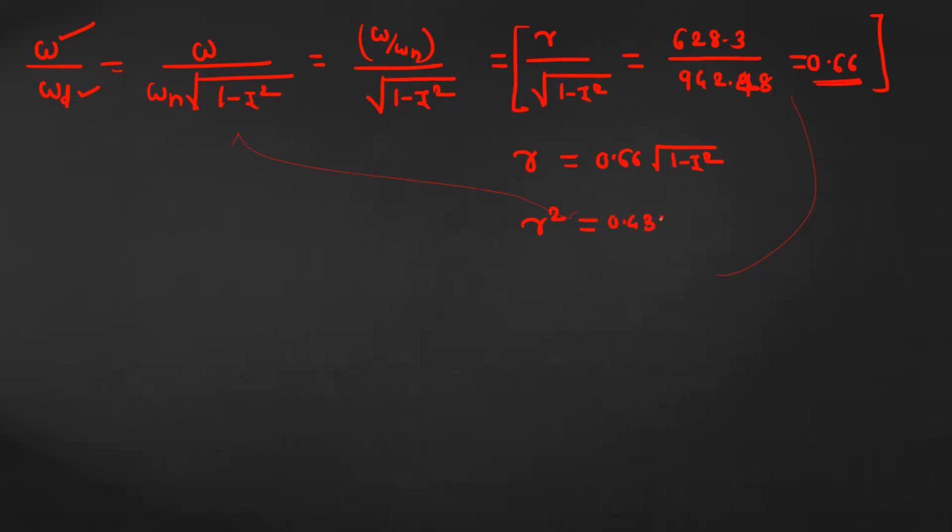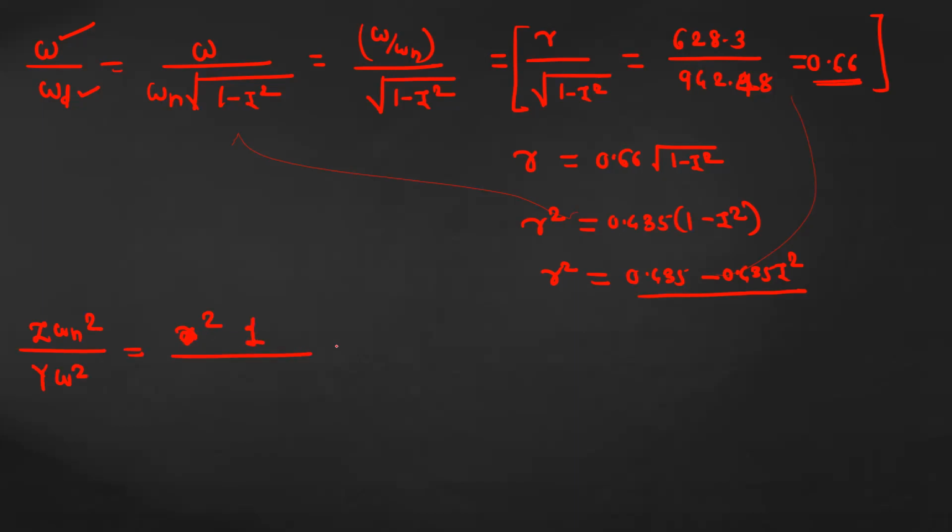So this is 0.435 in bracket 1 minus zeta square. Okay. So 0.435 minus 0.435 zeta square. Now refer that equation of z omega n square upon y omega square. So this is equal to 1 upon square root of bracket 1 minus r square bracket square plus bracket 2 zeta r bracket square.